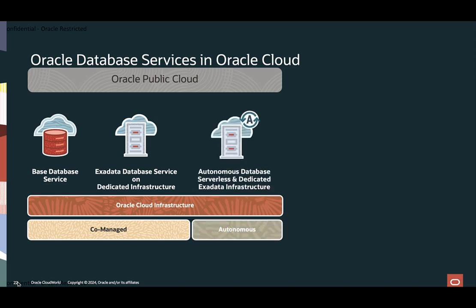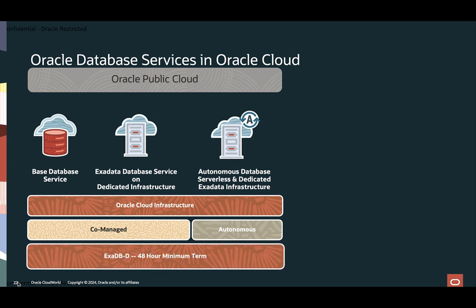For those who want a fully managed database experience, you can choose the autonomous database that can run on shared or dedicated Exadata infrastructure. And the Exadata database service on dedicated infrastructure has a 48-hour minimum term, making it a great cost-effective solution for all workload environments. So you can spin up a full-scale prototype of your application, conduct testing, and spin it down when you're done and only pay for what you use.